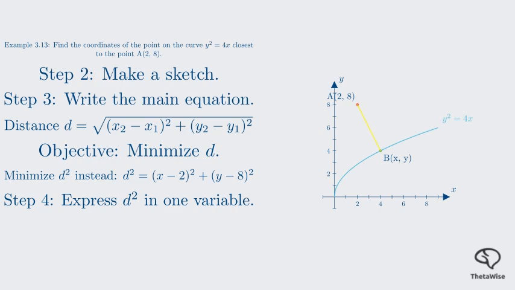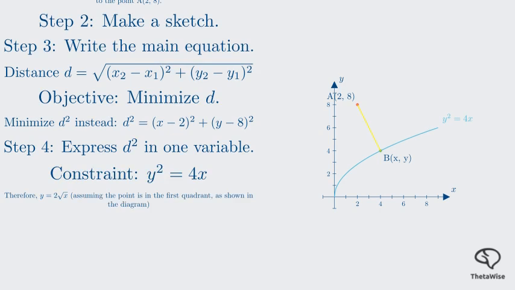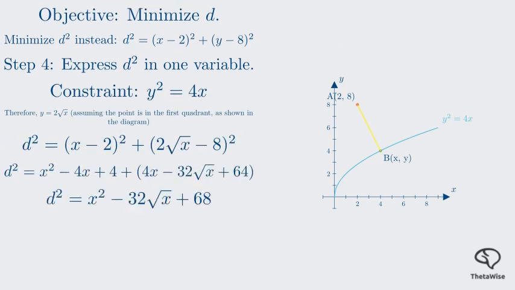Step 4 is to express this in one variable. Our constraint is the curve's equation, y squared equals 4x. We can substitute 2 times root x for y into our distance squared equation. Expanding and simplifying this, we get d squared equals x squared minus 32 times root x plus 68. We're now ready to differentiate this with respect to x.